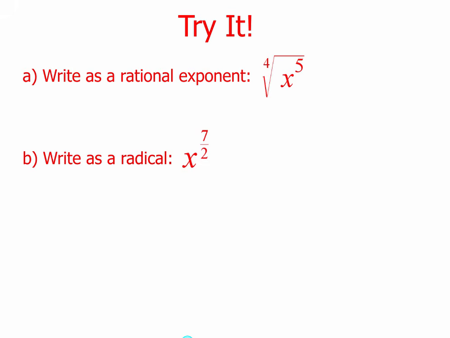I'm going to leave you with a try-it problem. Your try-it problem is to write this one, the 4th root of x to the 5th power, as a rational exponent, and this one, x to the 7/2 power, as a radical.